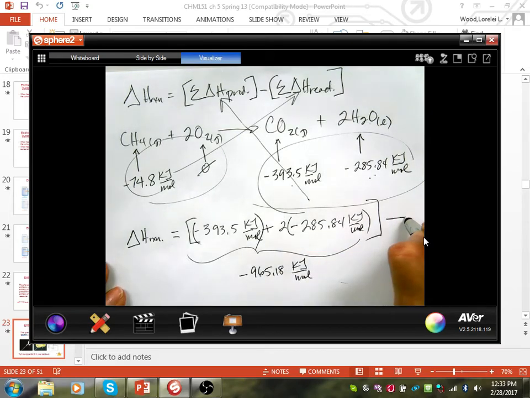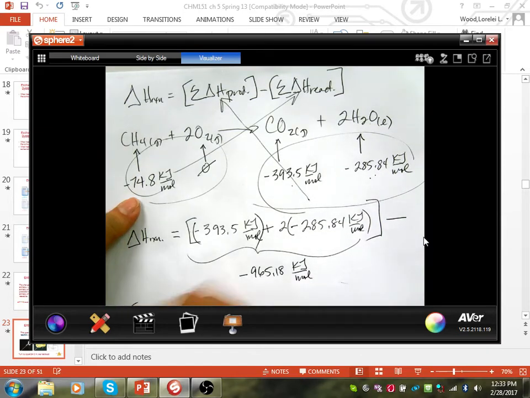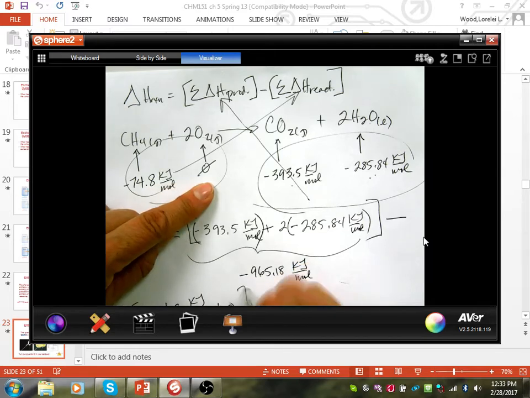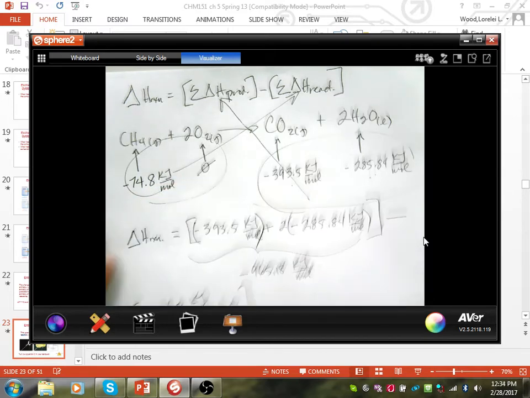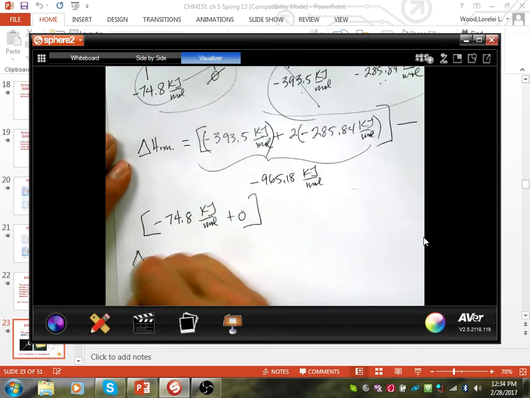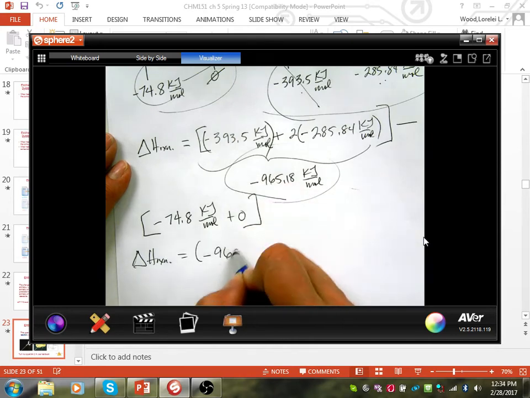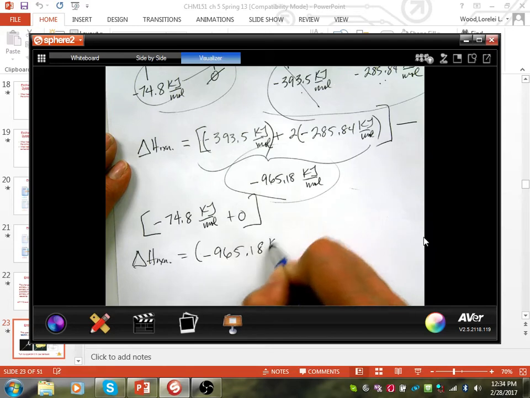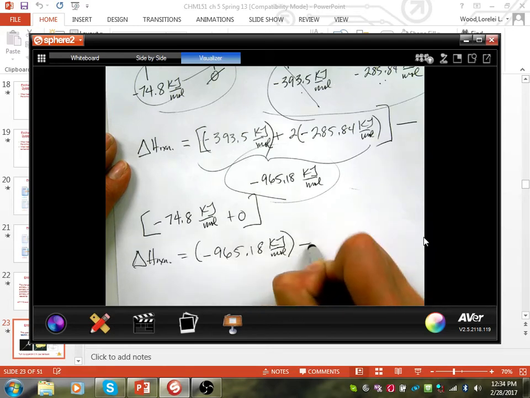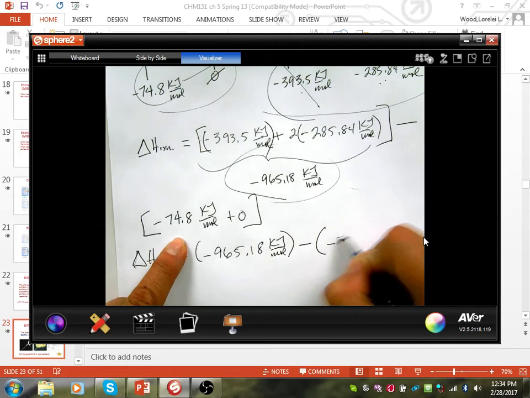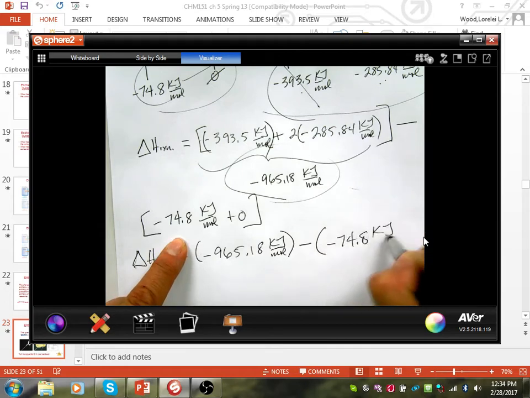Now I have to subtract the enthalpy of the reactants. So here's my enthalpy of the reactants. I've only got one of those CH4s. It's at a negative 74.8 kilojoules per mole, plus 0. That was easy, right? So now my overall enthalpy of the reaction is going to be the enthalpy of my products, in this case, negative 965.18 kilojoules per mole, minus negative 74.8 kilojoules per mole.